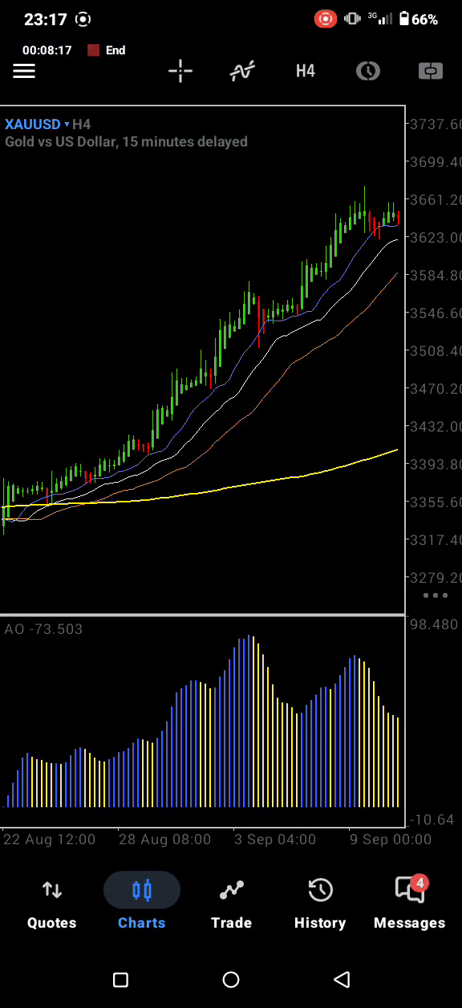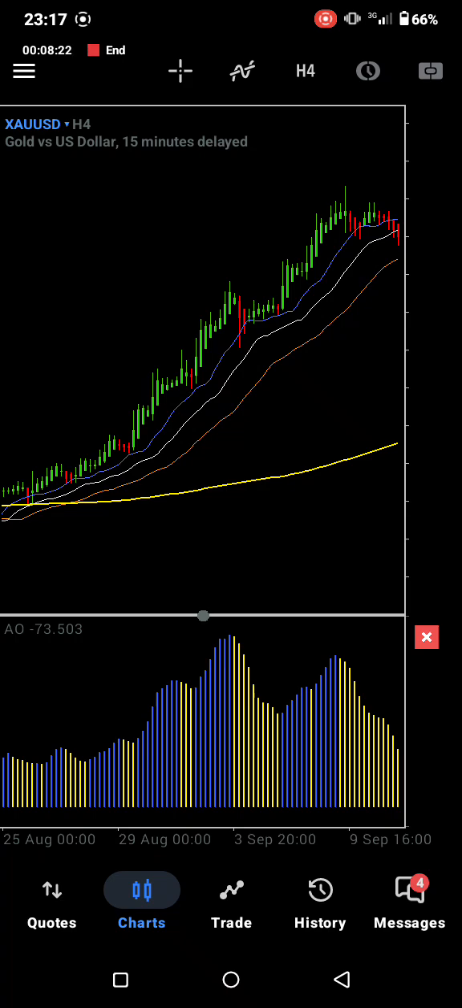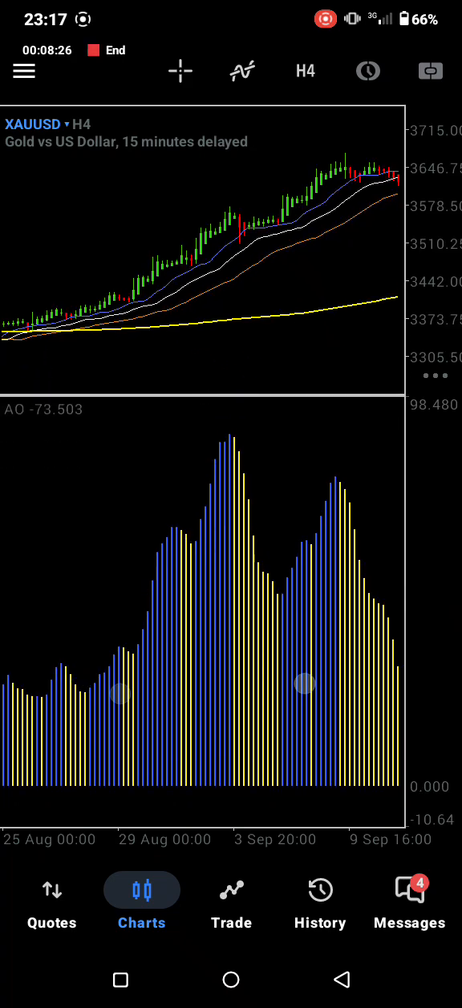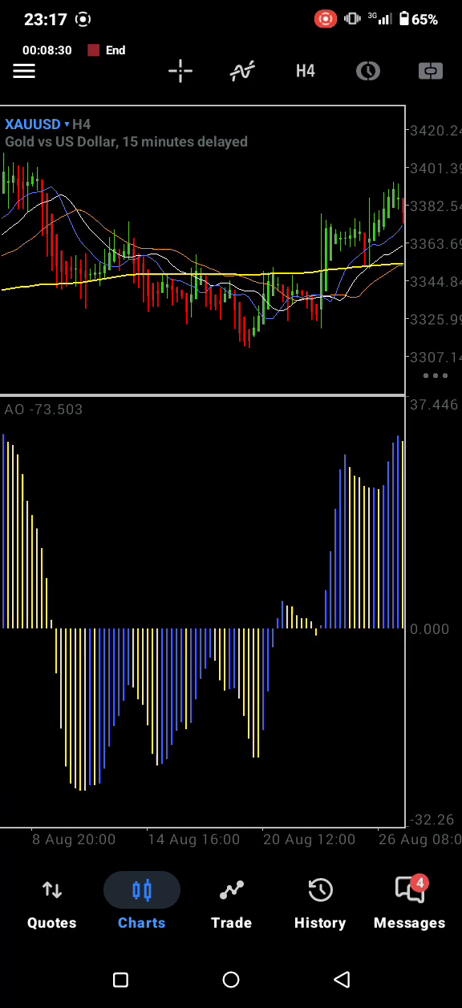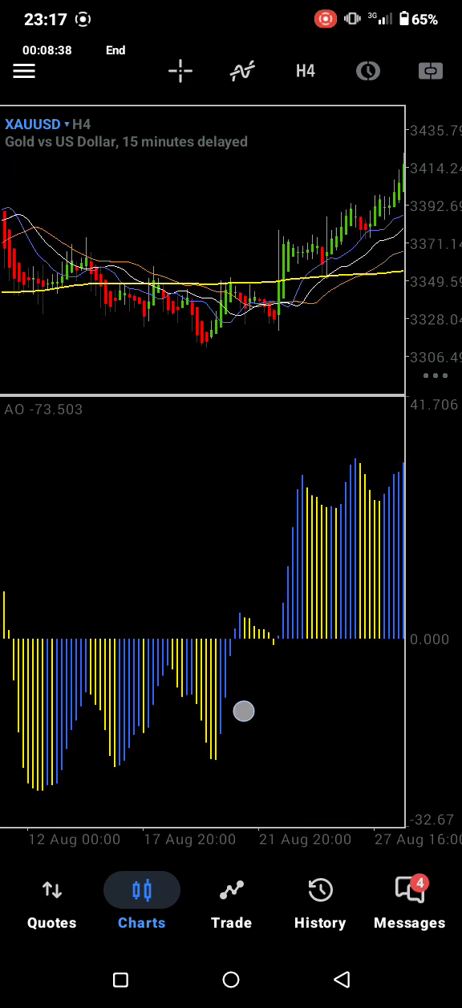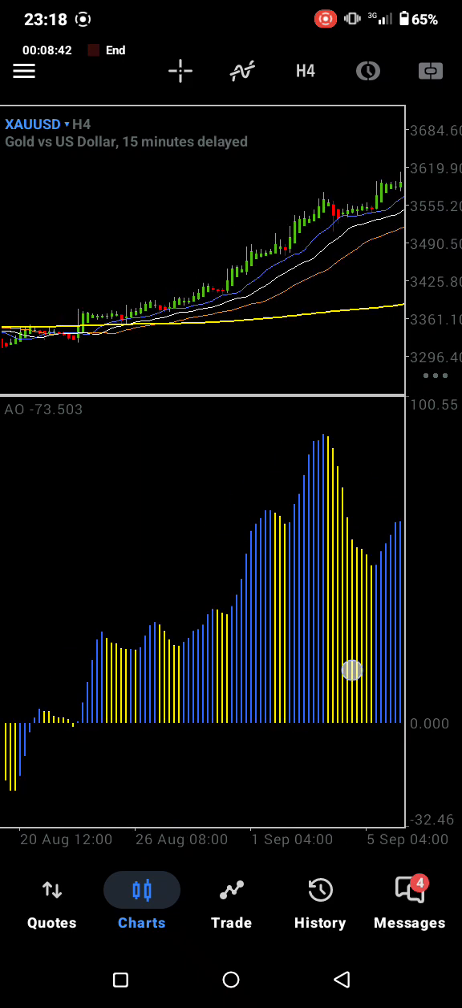Yeah, it's pretty awesome to use because it's so simple. This indicator is divided into two parts. Let me just put it up. All right, so you've got your zero line. If the bars are below your zero line, it means you're now in bearish territory. You got a lot of bearish momentum, right? And if it's above the zero line, you've got bullish momentum.